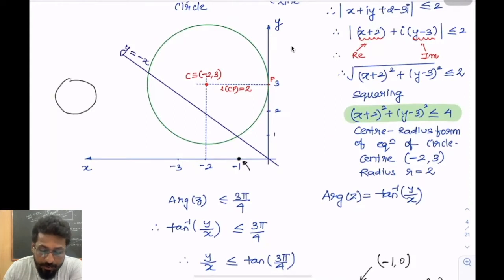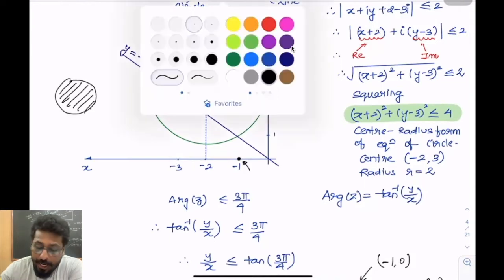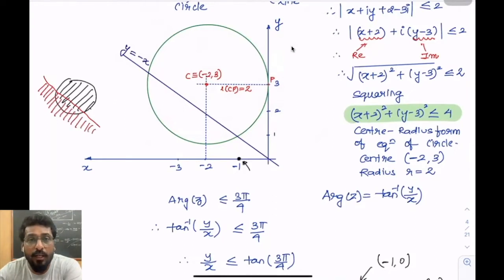So I have this region as the solution set for the circle, right? The area present inside the circle becomes the solution set for the inequation of the circle. And then I had the line passing like this, and for this line the region below the line was satisfying the inequation of the line.